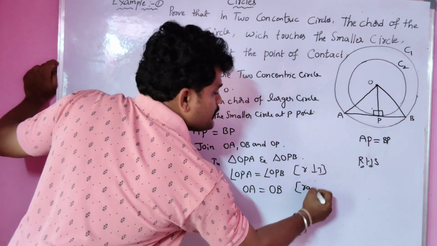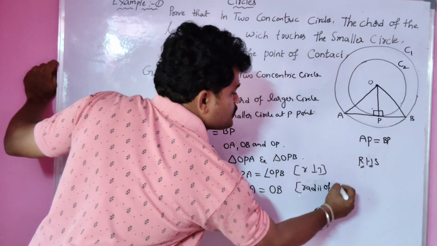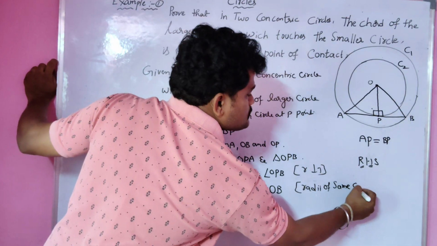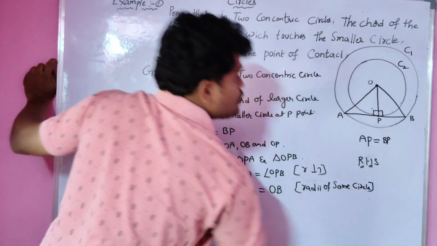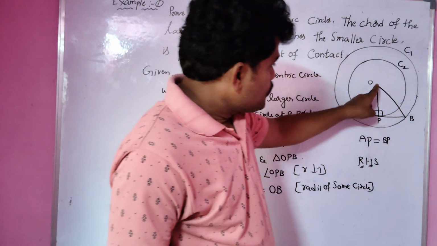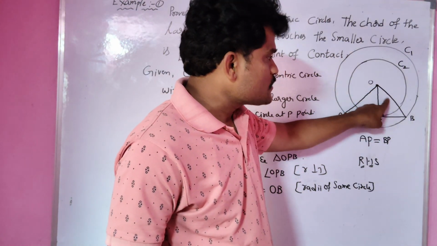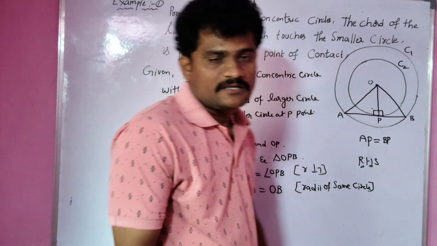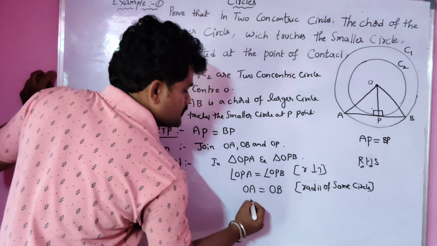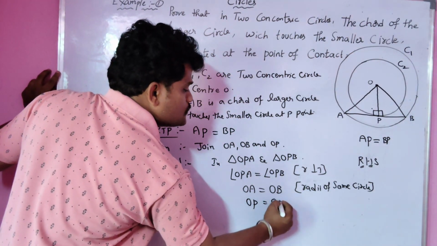They are the radii of the same circle. Obviously they are equal. And one more, OP is equal to OB. In this triangle, OP, in this triangle, OP both are the same, common side. Common sides are always equal. Then OP is equal to OB.